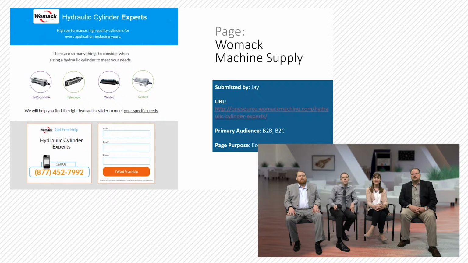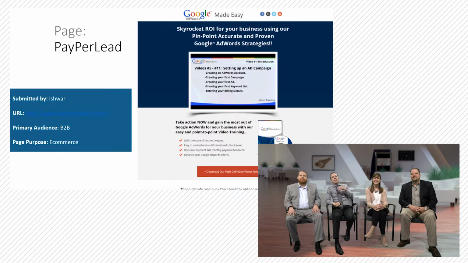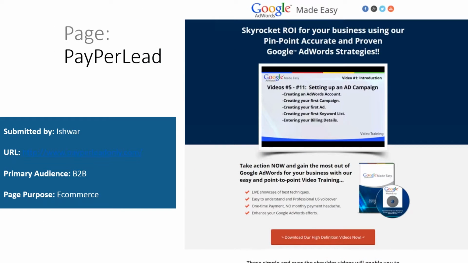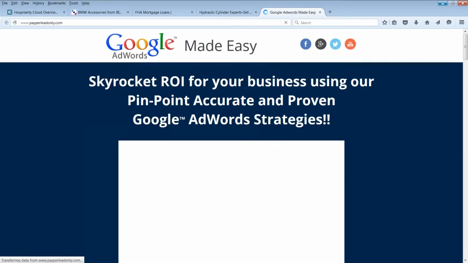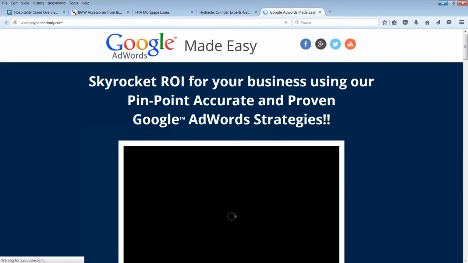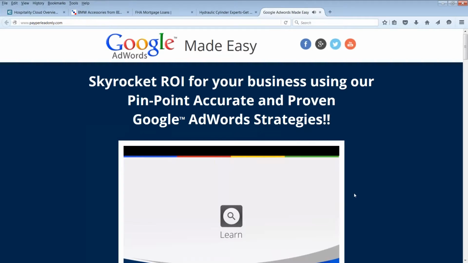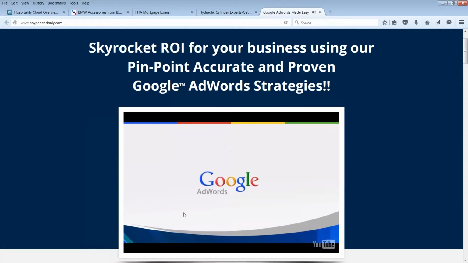All right, so we're going to start moving faster. Here's the next one. This is Ishwar, and it's pay per lead. The goal here, the audience is B2B, and we're looking at this page right now, and it's Google AdWords made easy. Looking at this page, let's scroll down: skyrocket ROI to business.